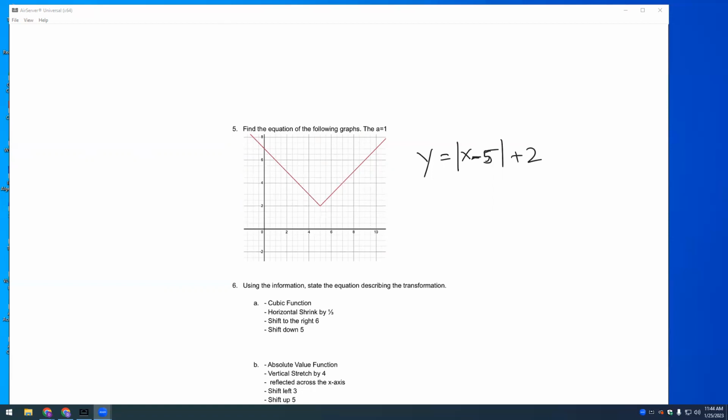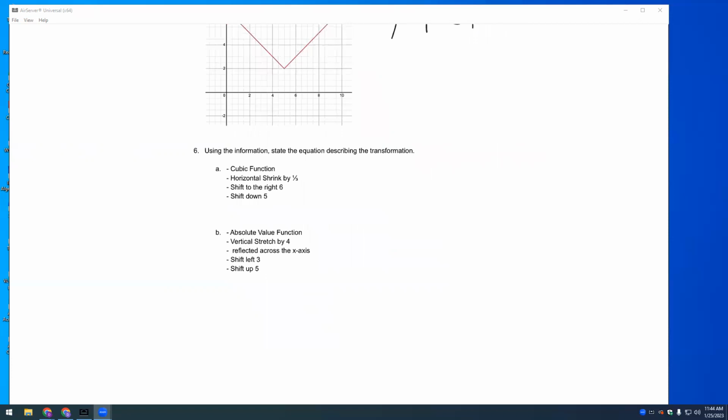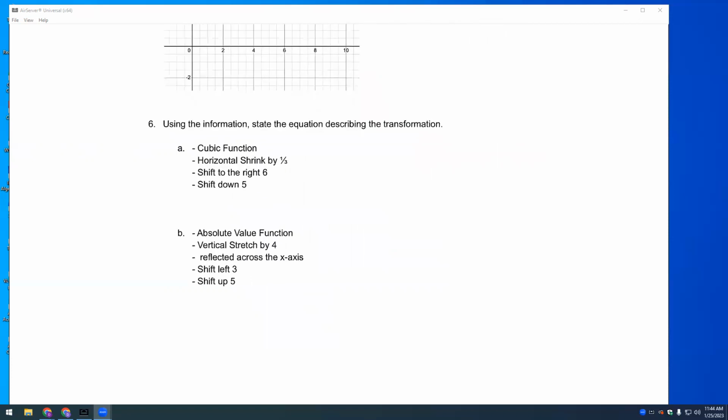All right, using the information, state the equation describing the transformation. All right, anybody get this one? Y is equal to 3. Sorry, say again, Sadie? Y equals in parentheses 3x minus 6, and then out of parentheses minus 1. Oh, yeah. Cool. Is it good? Yeah, so almost there, but this is 18, right? So it's y is equal to 3x minus 18 cubed minus 5.